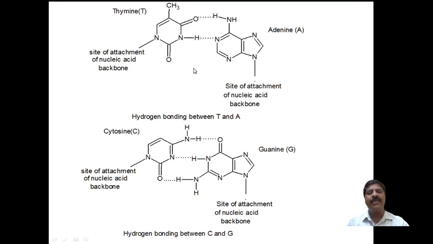Now, similarly, this is the hydrogen bonding which takes place between cytosine and guanine. Here, cytosine is the pyrimidine base, and guanine is the purine base. When they come in an anti-parallel manner, these groups come near, and this hydrogen group interacts with this oxygen atom. A hydrogen bond will be formed.